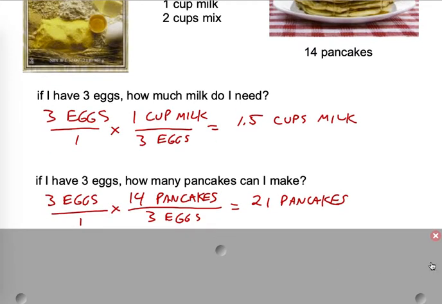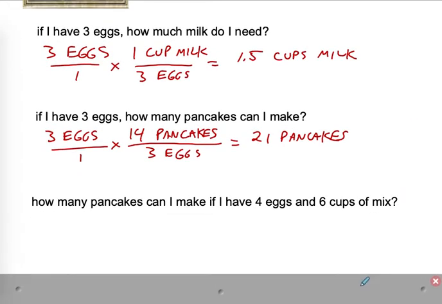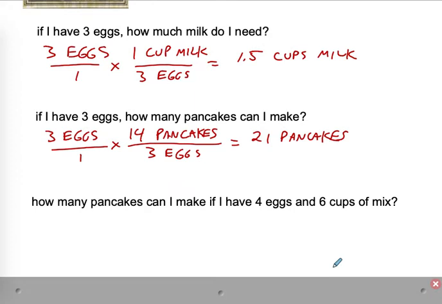Now, here's where it gets a bit more complicated. Suppose I have 4 eggs and 6 cups of mix, and I want to get as many pancakes as I possibly can. Well, if I go back up and look at the ingredient list, I will see that I need 2 cups of mix for every 2 eggs. If I have 6 cups of mix but only 4 eggs, I can see that eggs are the limiting ingredient. They will get used up first, and they will determine how many pancakes I can get.